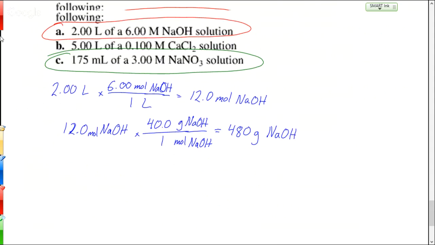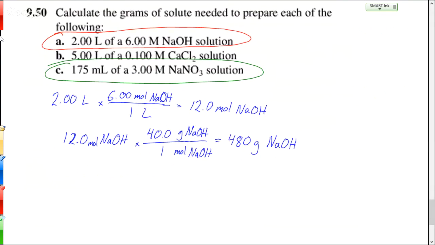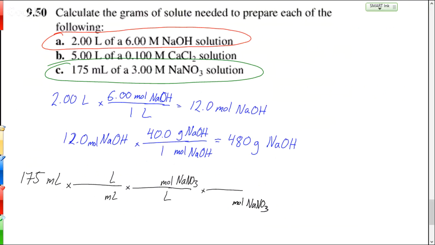So because the question here specifically asks for grams, we're going to convert from milliliters to liters and then go through it that way. So that's going to be 175 milliliters. And then we're going to go from milliliters to liters. Remember, we always cancel the unit we don't want on the bottom and then have the unit we do want on top. So we want liters. Then we want to cancel liters and go to moles of sodium nitrate. And then we want to cancel moles of sodium nitrate so that we get grams of sodium nitrate.